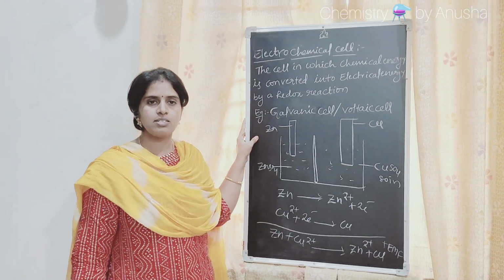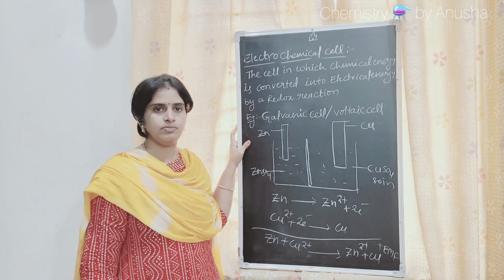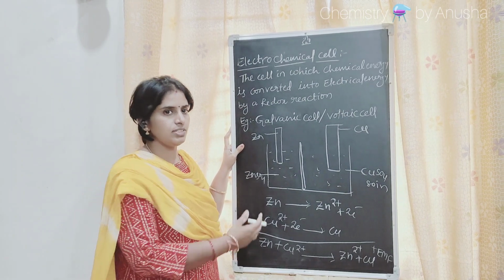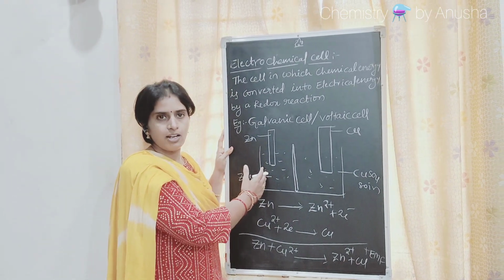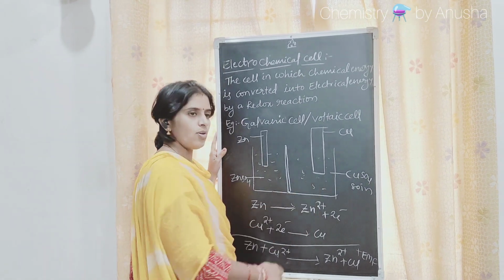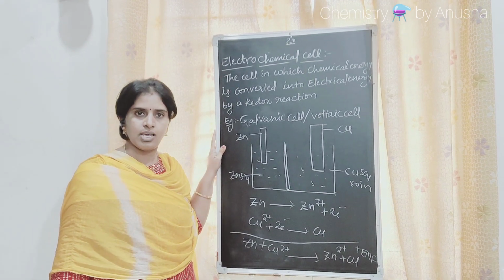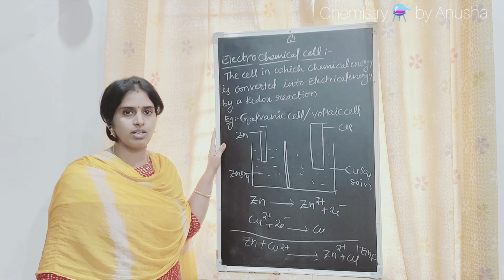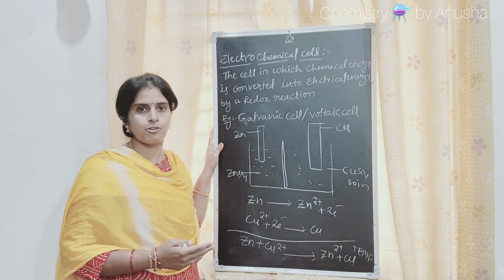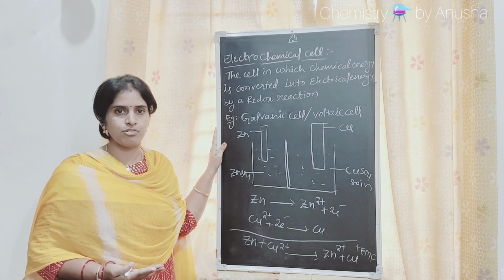What is meant by electromotive force? The electrode which undergoes oxidation is known as the anode, and the electrode which undergoes reduction is known as the cathode. Here the anode gives oxidation potential, and the cathode gives reduction potential. So the difference in potential that exists between the two electrodes is known as the electromotive force.